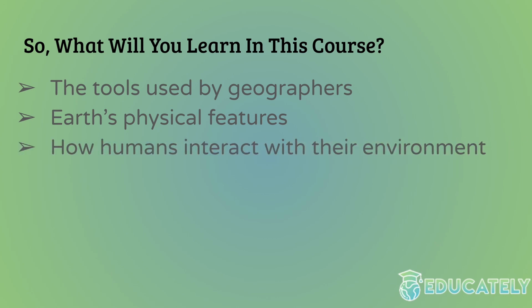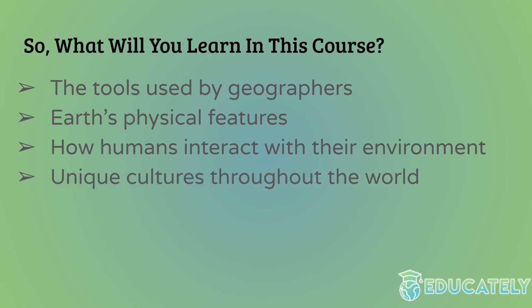We're going to talk about how humans interact with their environment. This is a big one. I mentioned this earlier. This is going to talk about certain cultures and how they've been modified and how they've adapted to their surroundings. We'll also likely talk about climate change, pollution, other modern problems beyond those cultures.